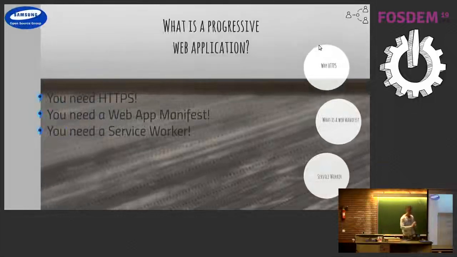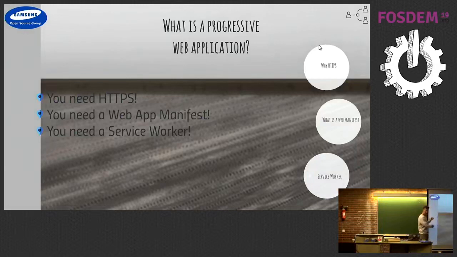Right, so PWA, you guys have probably seen this. What is a progressive web app? What makes it a progressive web app? There are three things you'll see everywhere. There's more than that, but these are the three core ones that I've seen. You need HTTPS, it has a web manifest file, and there's a thing called a service worker.